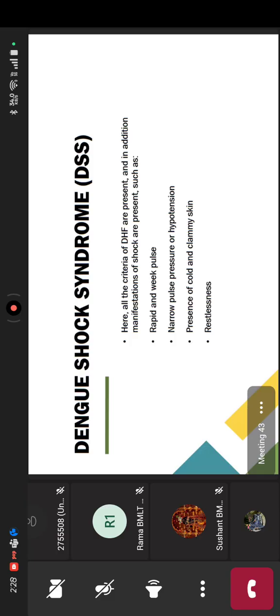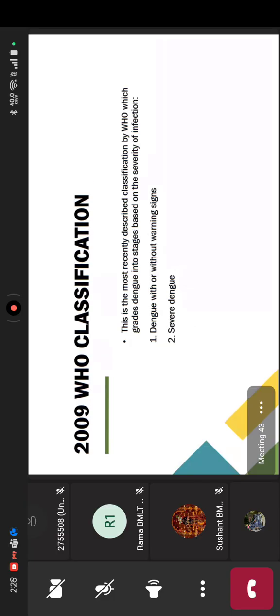Let's move forward. Let's discuss the classification of dengue virus, which was given by the WHO in 2009, right? So, the 2009 WHO classification of dengue virus. This is the most recently described classification by WHO, which grades dengue into stages based on the severity of infection, right? So WHO basically classifies dengue in two main stages, based on the severity, right? Which stage has more severity, right, students? So the first one is dengue with or without warning signs.